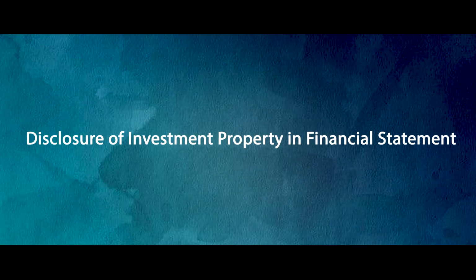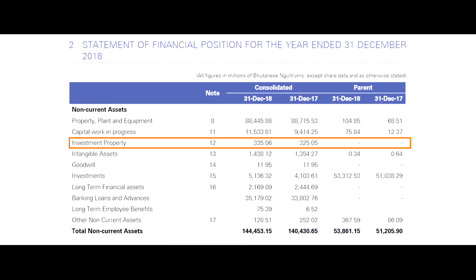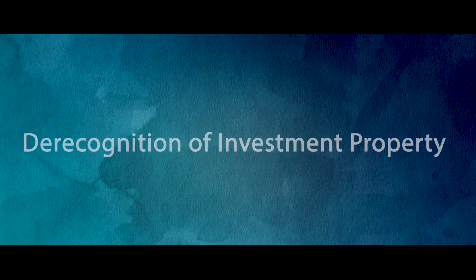So let us look into the disclosure of investment property in the financial statement, how the company can represent or show the investment property in their financial statement. Here I'm basically talking about the statement of financial position. Where can the company show their investment property? You can see that investment property is listed under non-current assets. It is a separate account. It should not be clubbed with any other account. So you can clearly see here that investment property is under non-current assets.